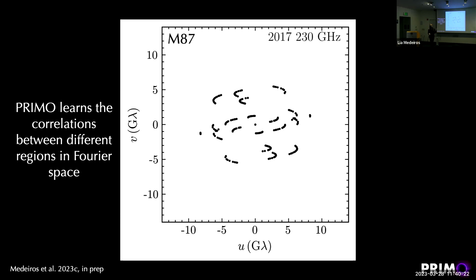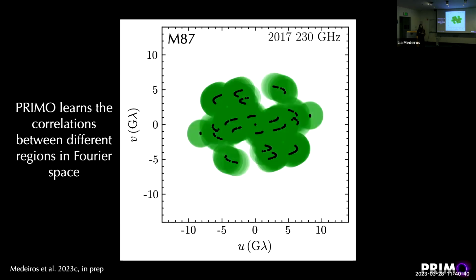So what we do with Primo is that we are actually learning the correlations between different regions of Fourier space. And you can actually prove analytically that the correlation length between different regions of Fourier space is about 2 gigalambda. What that looks like visually is like this. Each data point is now 2 gigalambda radius large. And so we're learning these correlations, and we've effectively filled in almost all of the regions where we had the gaps in Fourier space. And that's really what makes Primo so powerful.